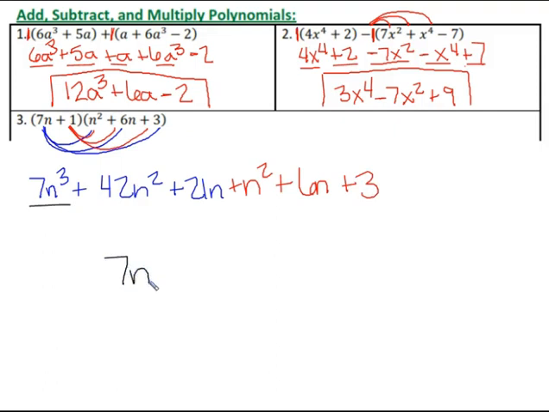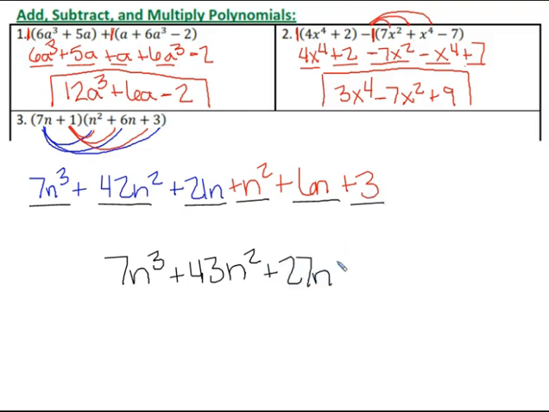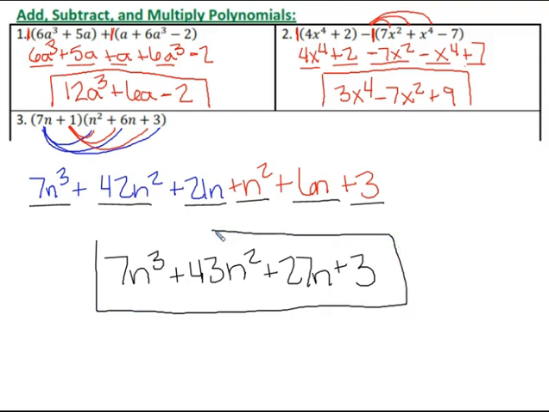I only have a 7n to the 3rd because there are no other n third terms left. I do have a 42n squared and a 1n squared, so that would give us 43n squared. Next we have 21n and 6n, so that gives us 27n. And our last constant is just a 3. So there's our standard form polynomial once we're done multiplying.